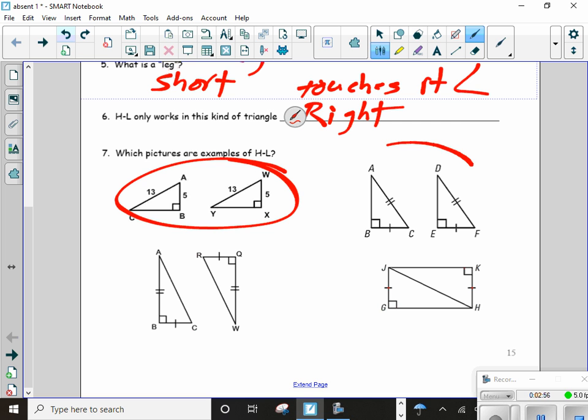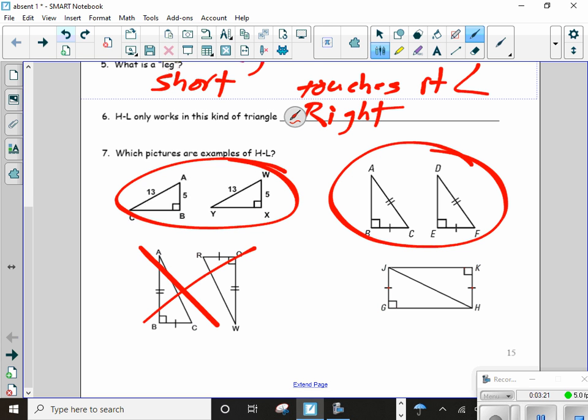The second picture, also, this is an example of HL. Right triangles, check. Hypotenuse, it's the long slanty side, that one and that one, check. One of the other sides, bottom in both of these, check. So this one is HL. The bottom one down here, this one is not HL because we have side, angle, side instead. We have a right triangle, but the hypotenuse is not the same. Instead, we have side, angle, side in that one.